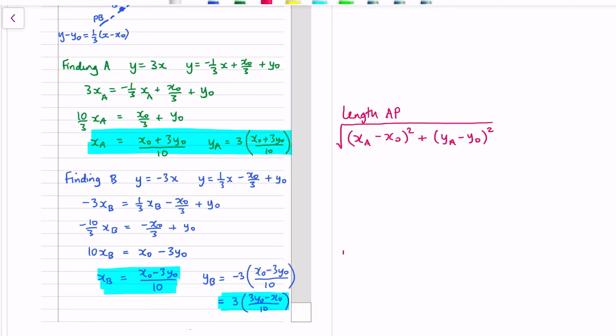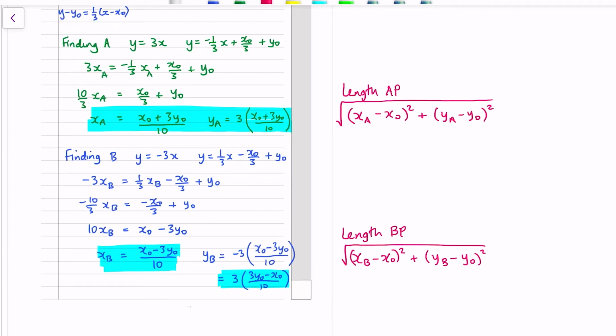and then the length BP, same thing, just take xB this time minus x naught, square it, yB minus y naught, square it. Okay, what do these things simplify to?